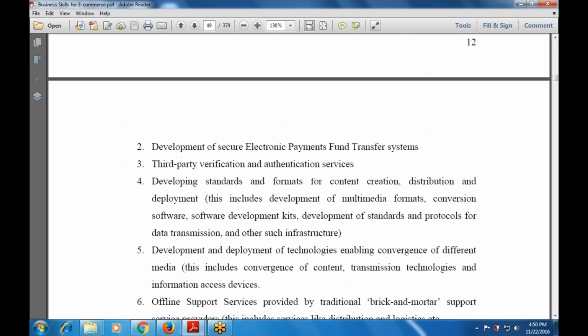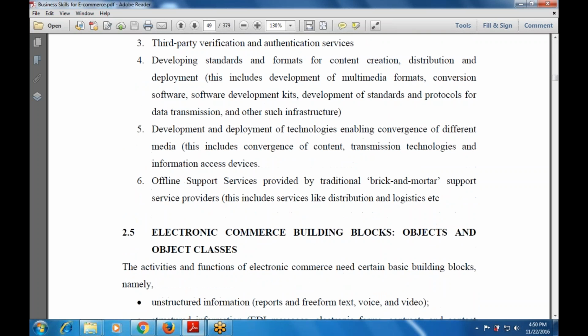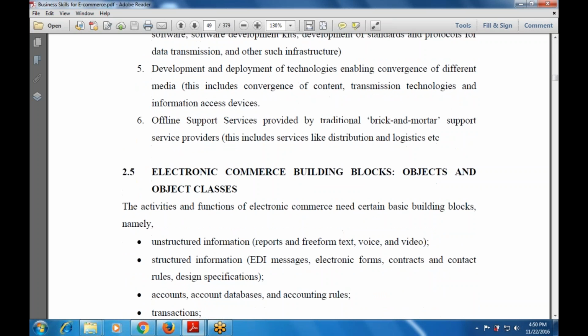What is the global communication network? That is used with the deployment of secure electronic payment, that is SSL, secure socket layer, for fund transfer, third party verification and the authentication services. Then what are the various objects and object classes that are used with e-commerce?